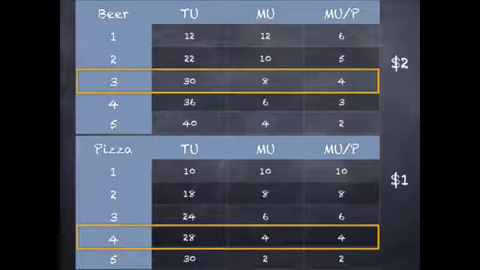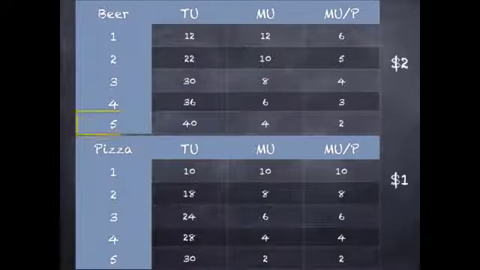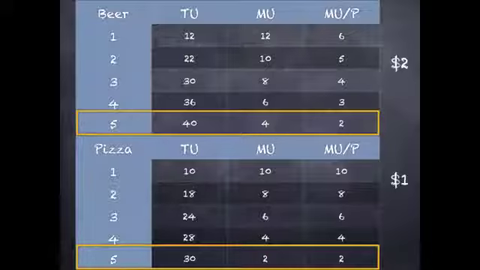So here is another combination, right? 3 beers and 4 slices of pizza also maximizes utility for that individual. So we originally had a combination of 1 beer and 3 slices of pizza. Now another combination, 3 beers and 4 pizzas, is another possible utility maximizing combination. And lastly, you can see that for 5 beers and 5 pizzas, the marginal utilities per dollar are equal as well.